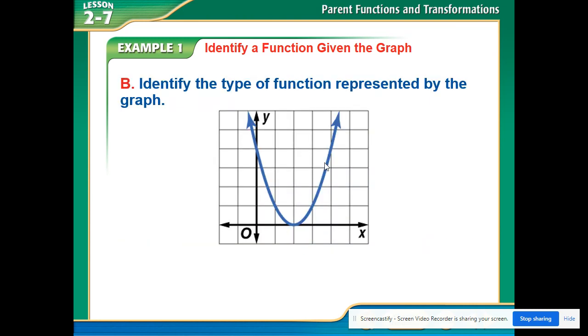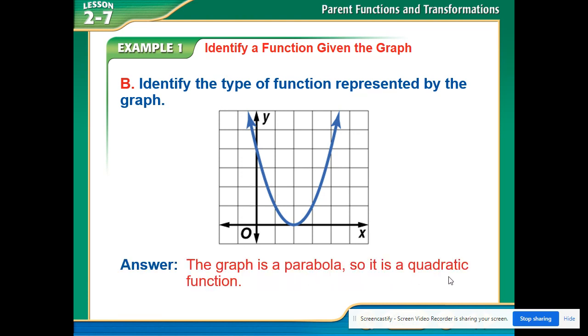What about this one? This one's a U-shape, so if it's a U-shape, it's a parabola. That's a special name for it, so it's a quadratic. So that's that x squared. Now we moved it 2 to the right from the origin, that went over 2. So you could claim it as y equals x plus 2 squared, or x minus 2 because it's the opposite way.